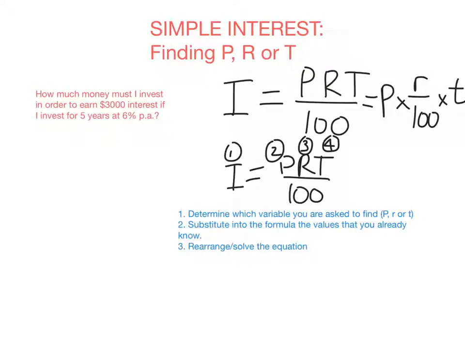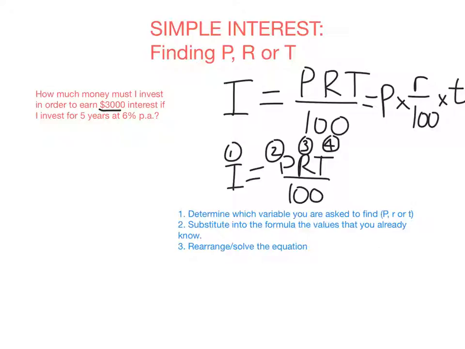So let's do this question up here in red. How much money must I invest in order to earn $3,000 interest if I invest for 5 years at 6% per annum? So I want you to recognize that the reason this question is different to what you were doing in the previous lesson is I already know the interest. I'm told it's $3,000. So I'm actually not finding the interest, but I have to find something else.